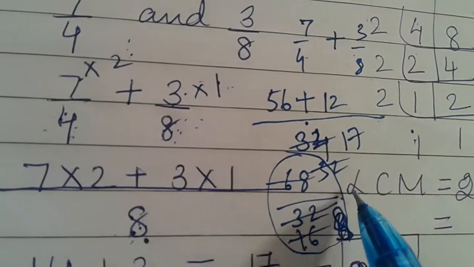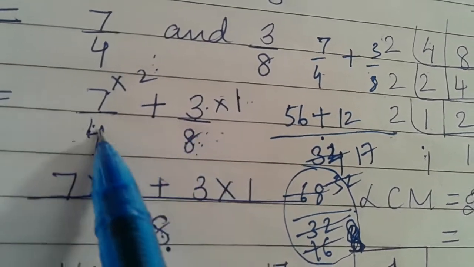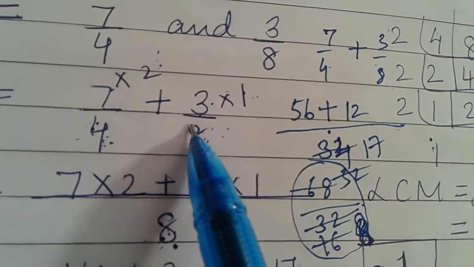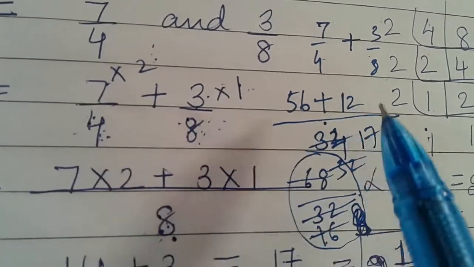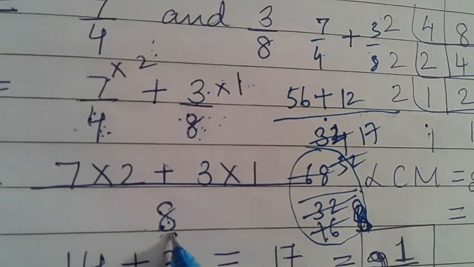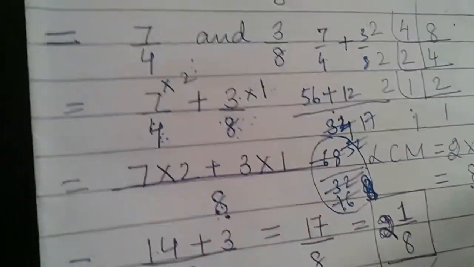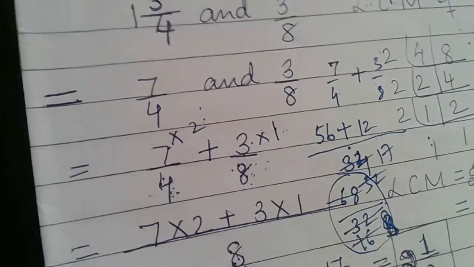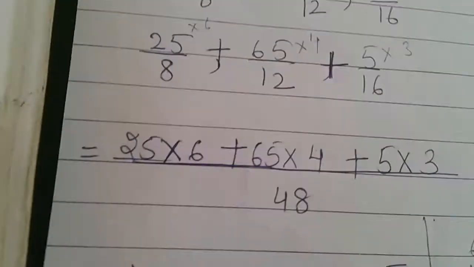This cross multiplication is possible only when you have two fractions. So you can do that also: 7 8s are 56, 4 3s are 12, 4 8s are 32. But at the end you will get the same result. Alright, so LCM can be taken for more than 2 fractions. Okay, so let's see the next one.